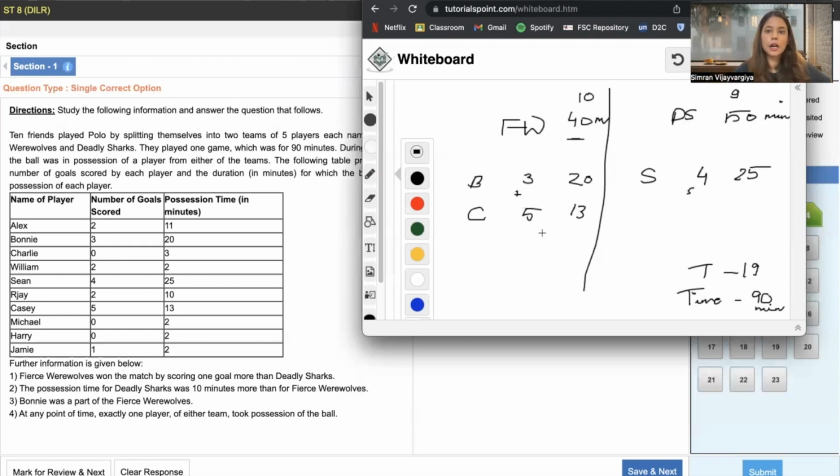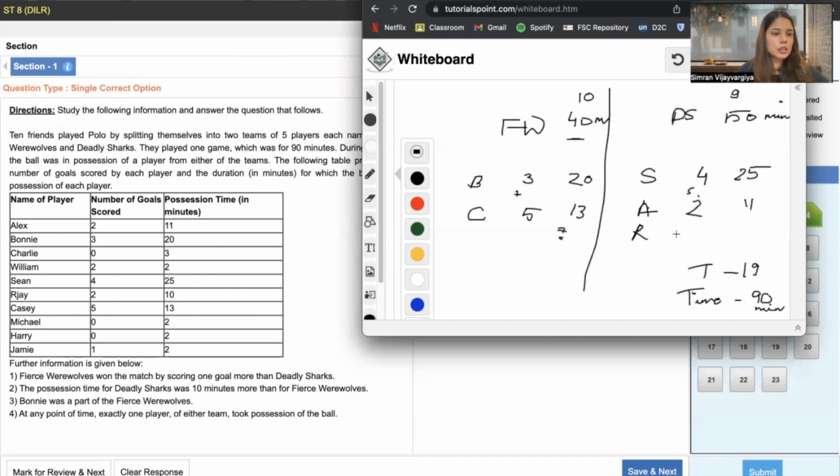Great. So now these people need 2 more goals, right? And 7 more minutes. Now, since they need only 7 more minutes, we can't have Alex here. Alex comes here. We can't have Sean, we already eliminated. We can't have RJ here. They scored 2 goals in 11 minutes of possession.